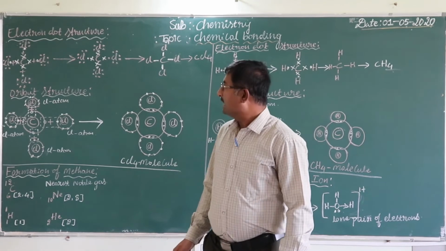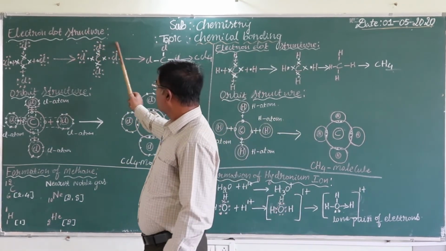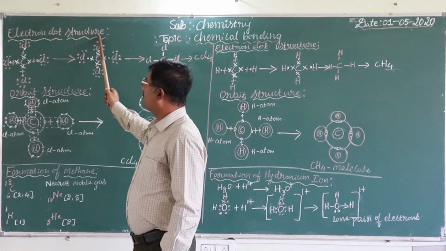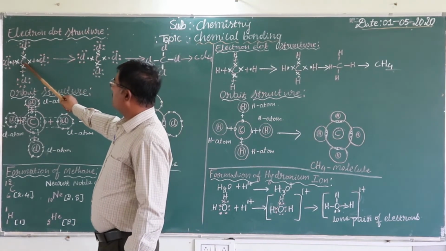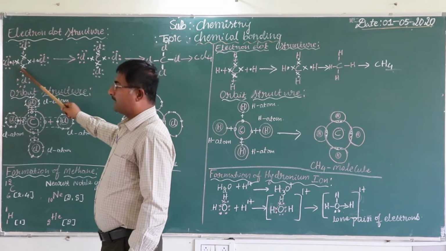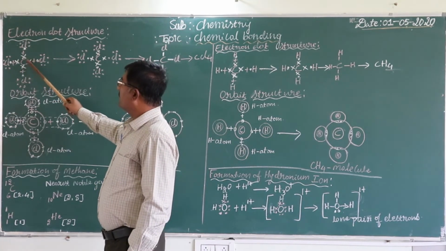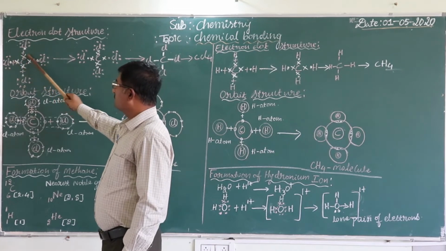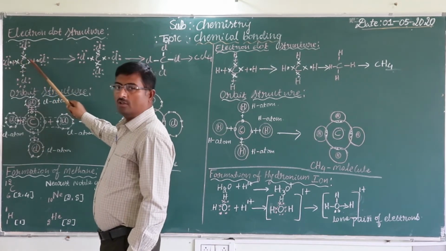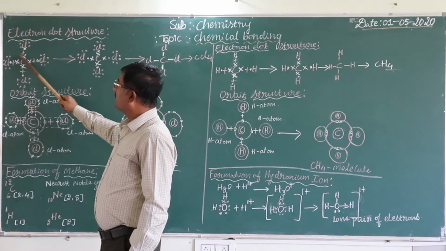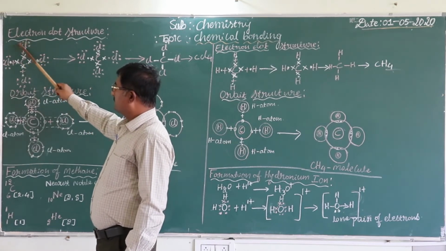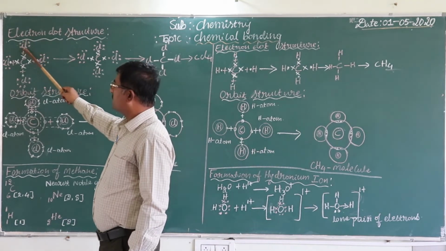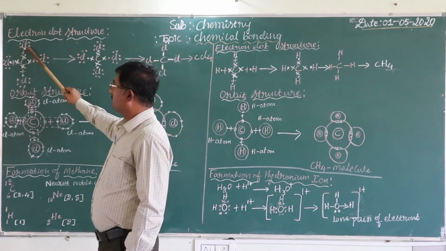Now next, we will see the electron dot structure of carbon tetrachloride. See, carbon has 4 electrons in its outermost orbit. Those 4 electrons I am writing as X. X I am taking for the outermost electrons present in carbon. Next, to represent the outermost electrons present in chlorine, I have written dots.